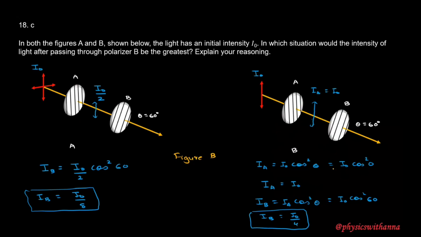So I can say that in case B or figure B, the intensity coming out of polarizer B is greatest. And that's because in the beginning, here we had a plane polarized light which was passing through polarizer A having the same axis of polarization. So none of the light was blocked. All of the light of intensity I naught was passed through A. Whereas in the first situation, in case A, we had unpolarized light of intensity I naught. So when it was incident on polarizer A, only half the vibration could pass through and its intensity became half. This is why intensity of light through polarizer B is greater in figure B.